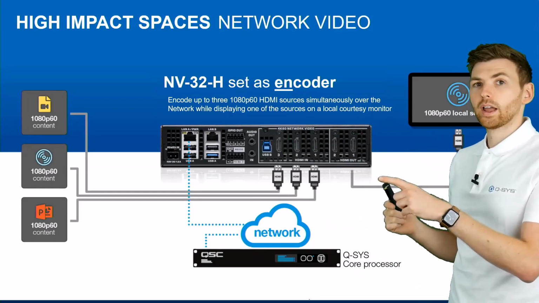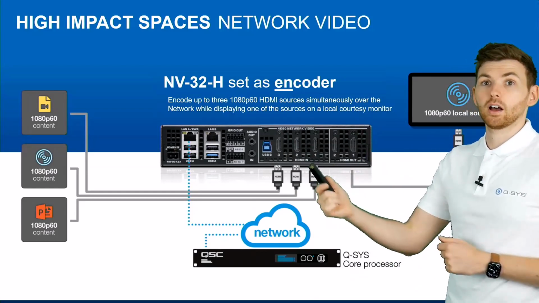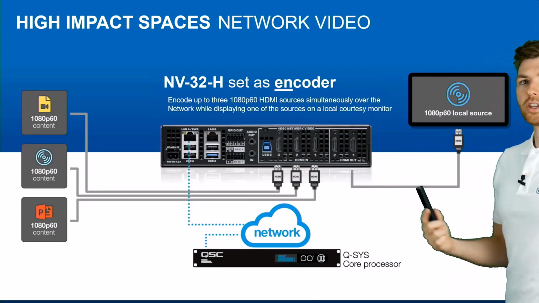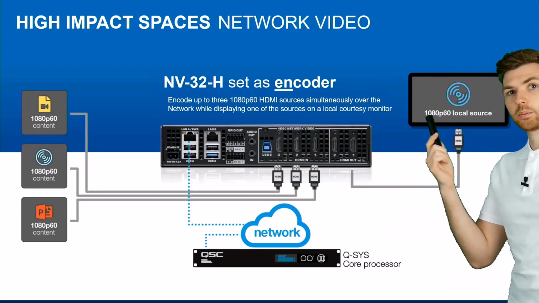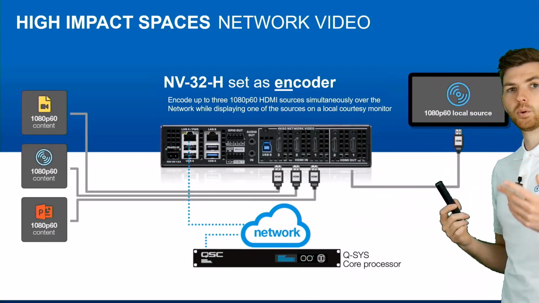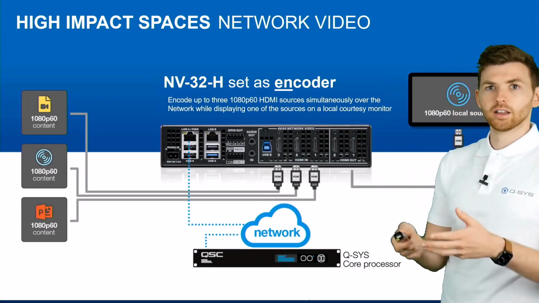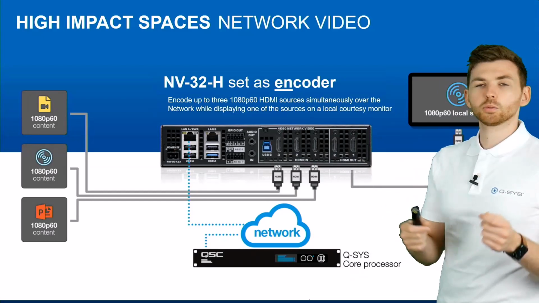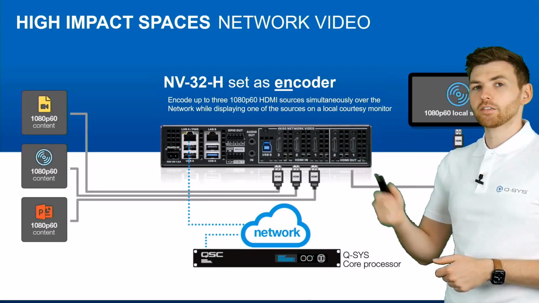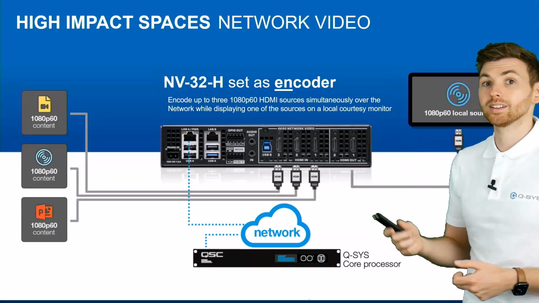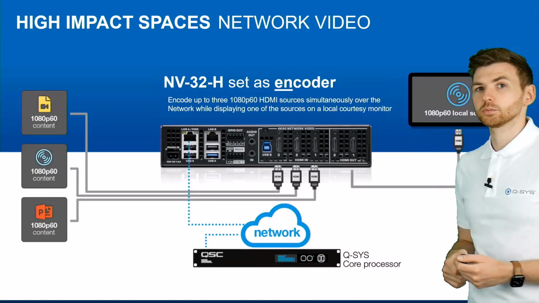It can do 4K60 resolution, but not 3 at a time. Now you can also have a local output, for a confidence monitor, for example, and you can think about higher education here. Maybe you have a lectern, and at the lectern you've got multiple video inputs. You can just have an NV32 encoding all of that at once and giving you your local confidence monitor as well.